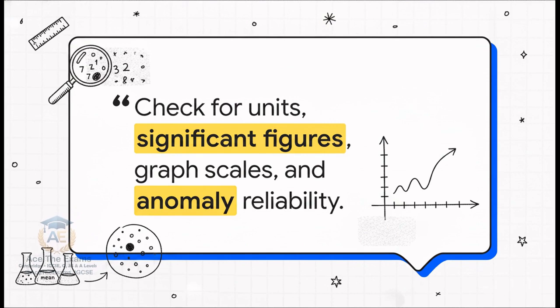Plus, when they ask for practical improvements, you've got to be specific. Say something like, repeat the experiment and calculate a mean to identify anomalies. Don't just write, do it again carefully. That won't get you the marks.